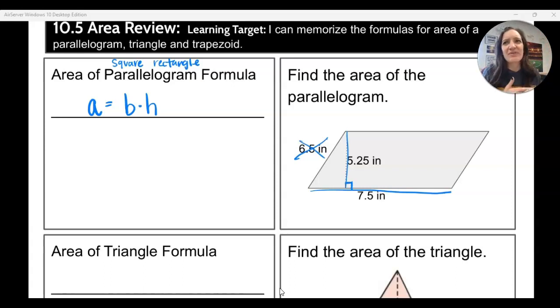That's like putting raisins into cookies. Most good recipes do not have raisins in their recipe for cookies. And that's like this parallelogram. We don't need the 6.5. We only need the 7.5 and the 5.25.